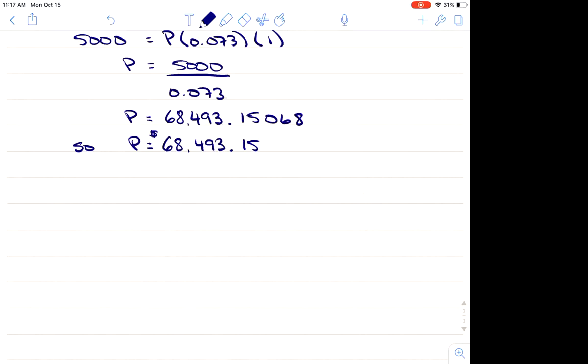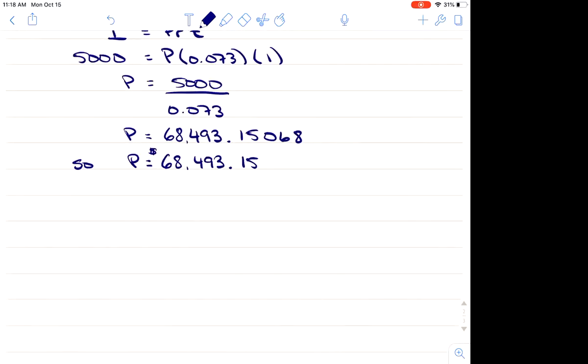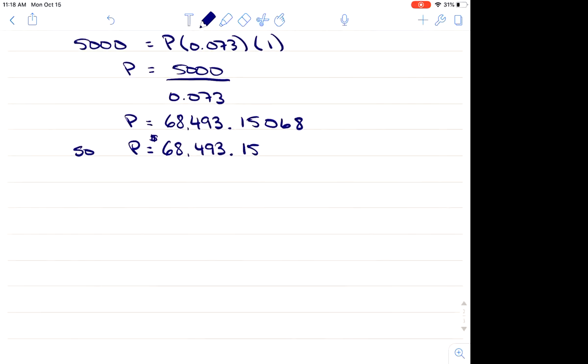Okay. So, does that kind of make sense? So we could have taken this formula I equals PRT, right, and just solved for P first because that's the one we want, and then we can just use it over and over again, but you have to solve for it first, right? Or we can solve for P in general.